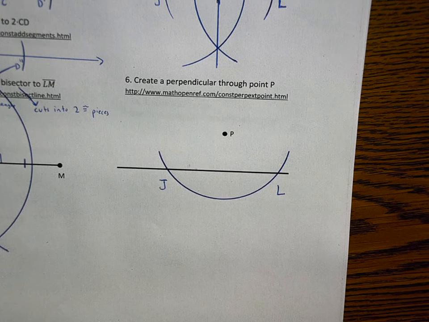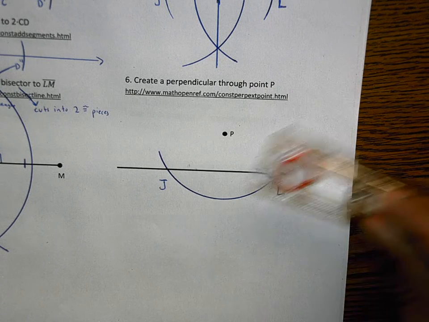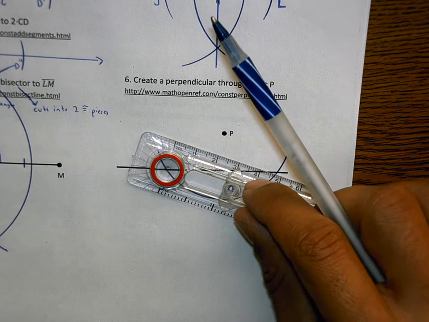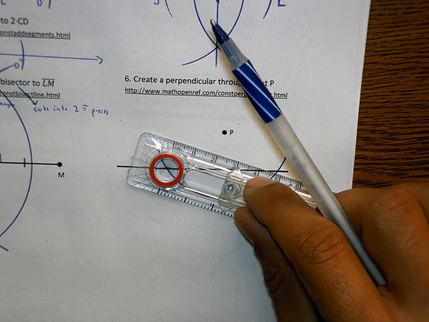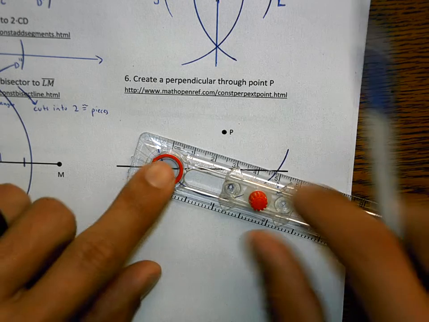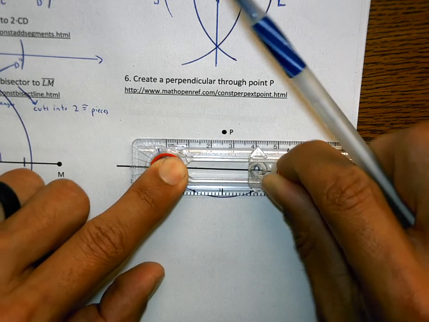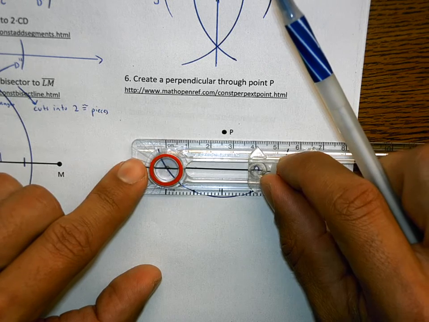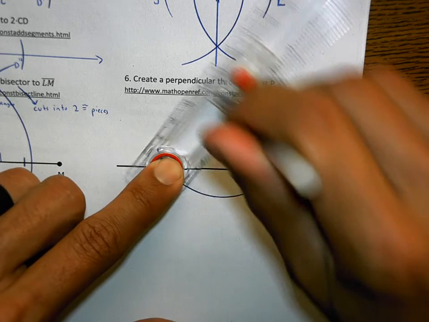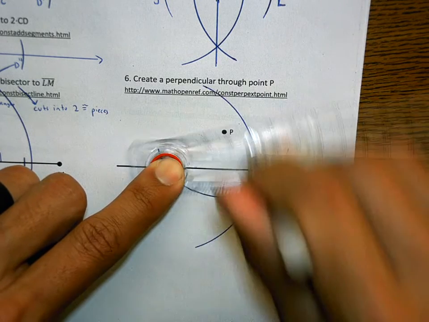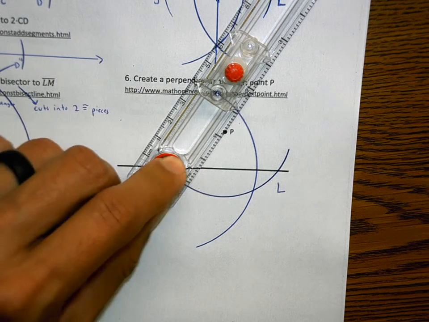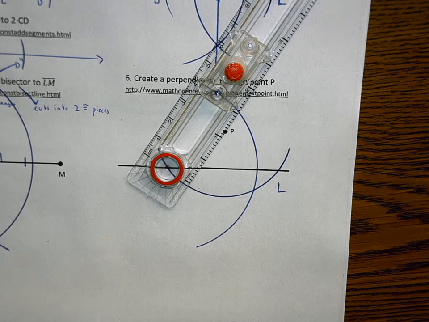Do you know where your bullseye is going next? On J. And what do I have to do with my slider this time before I start? More than half. More than halfway. Adjust it to where I get more than halfway. Where does my bullseye go next? Good.